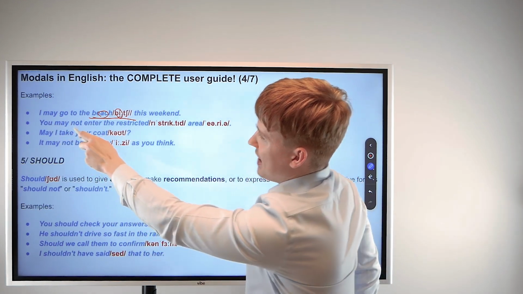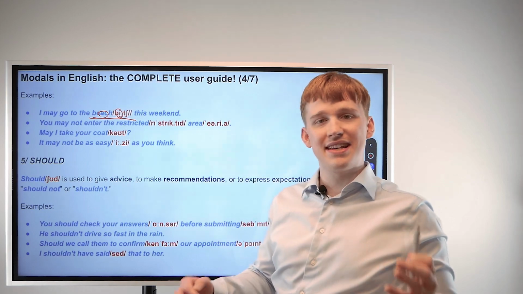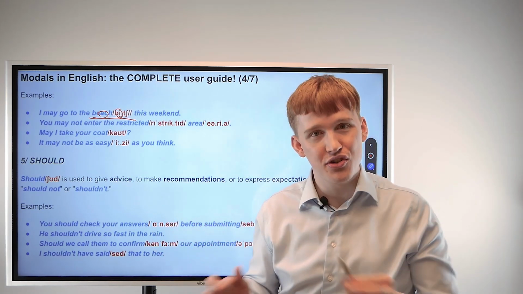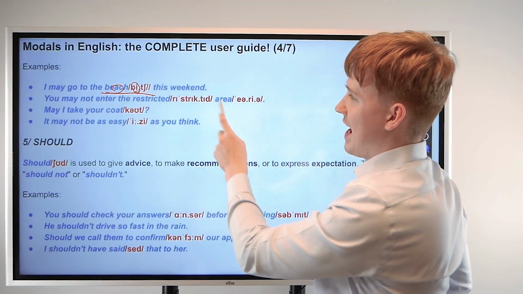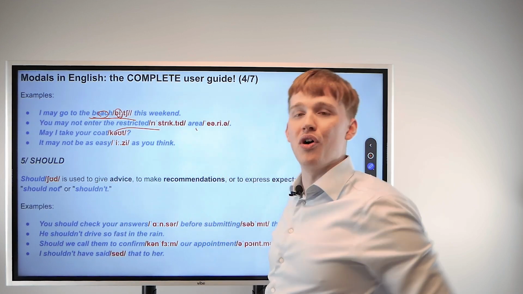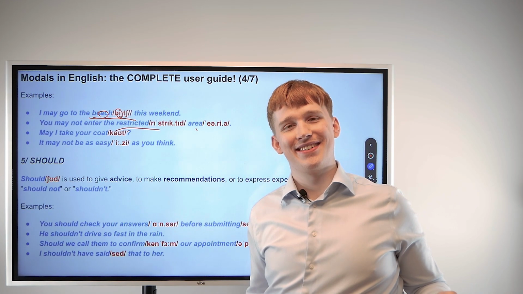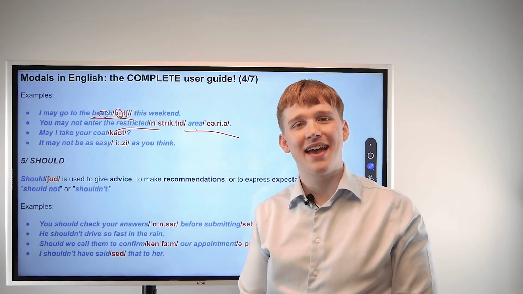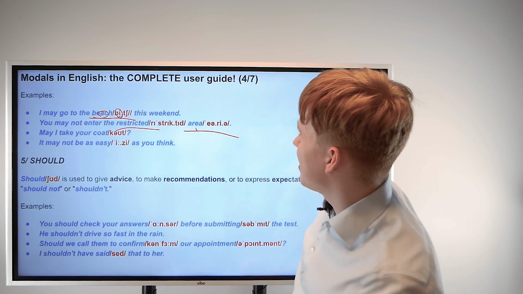So, you may not enter the restricted area. So this is someone who is not giving someone permission to do that. So you don't have permission to go into the restricted area because it's restricted, you see. Can you repeat the word restricted? Restricted. Perfect. And what about area? Area. Very good, very good.